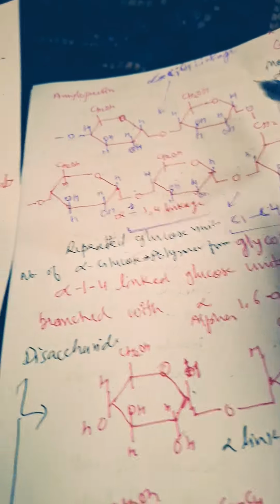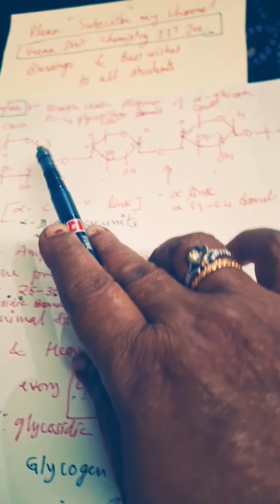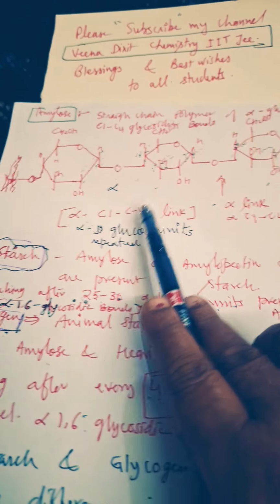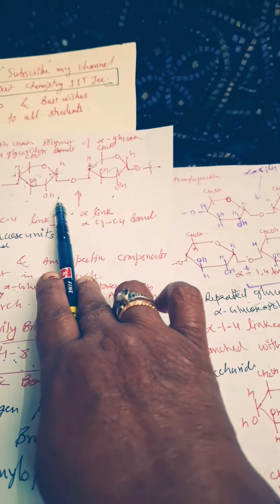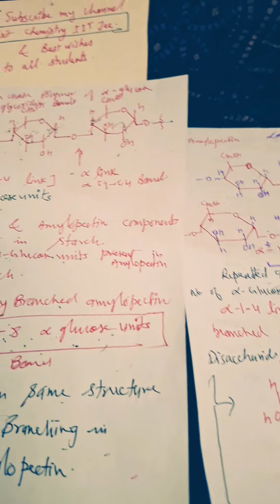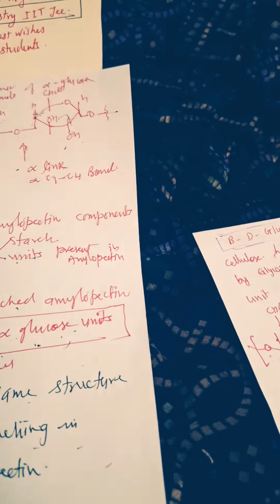So this is alpha glucose, and we discussed the C1-C4 linkage. We discussed the C1-C4 linkage of the beta D link. This is the alpha link, this is beta D: amylose has the alpha linkage, and cellulose has the beta D linkage. And then we have discussed amylopectin also.